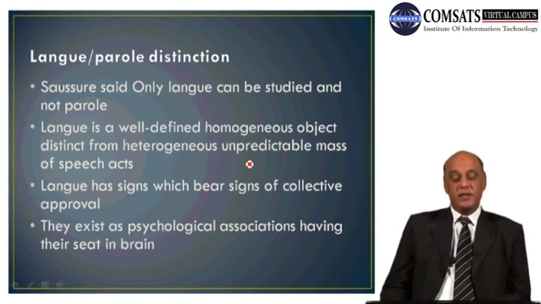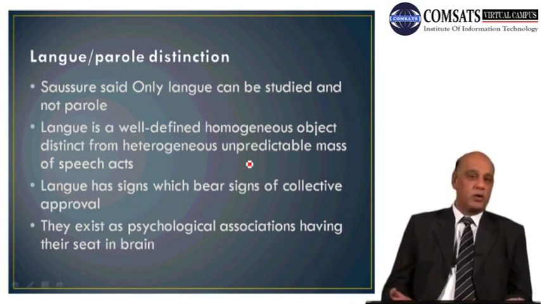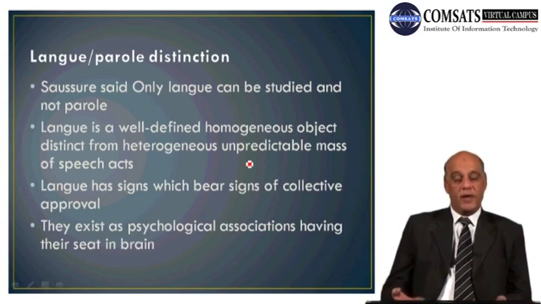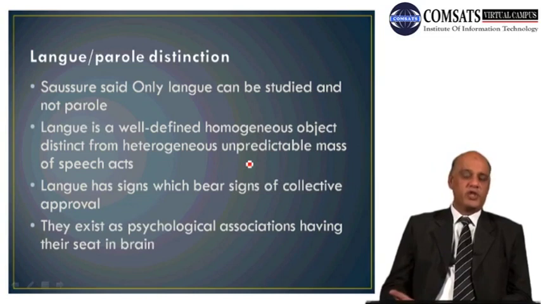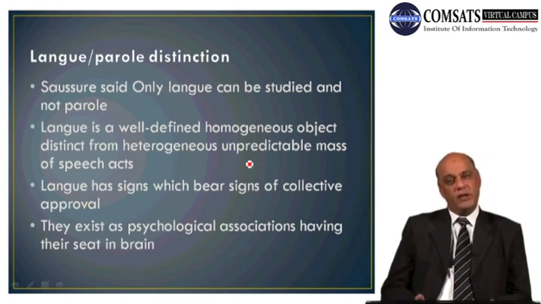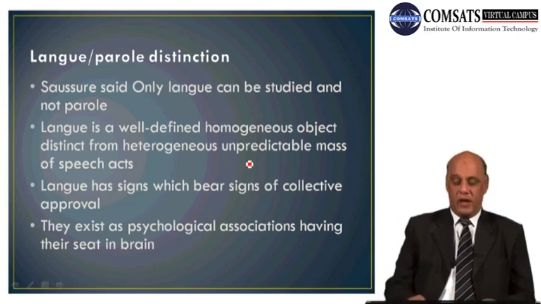Now, they exist in psychological associations having their seat in the brain. They are present in the psychological associations, like the relationship between different thoughts, but they have their seat in the brain, different associations, different relationships present in the brain. They have that langue, and they have those signs in relationships which don't change, which are agreed upon. All the thoughts have the same kinds of signs, the same kinds of langue.